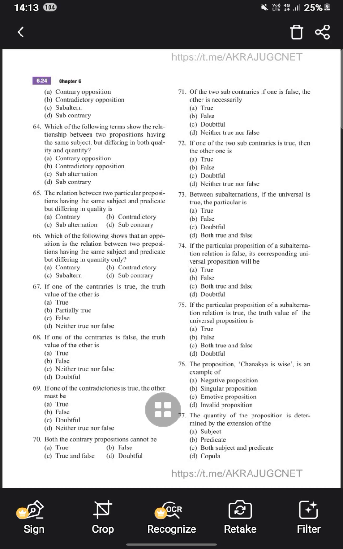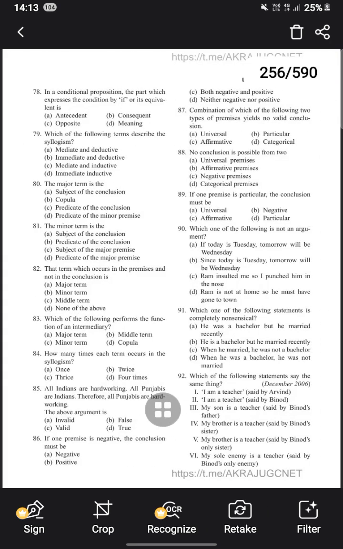The quality of the proposition is determined by the extension of the subject, 77. In a conditional proposition, the part which expresses the condition by "if" or its equivalent is 78, A, that is the antecedent. Which of the following terms describe the syllogism? 79 is A, mediate and deductive, both is a syllogism. The major term is what? 80 is C, that is the predicate of the conclusion is the major term.